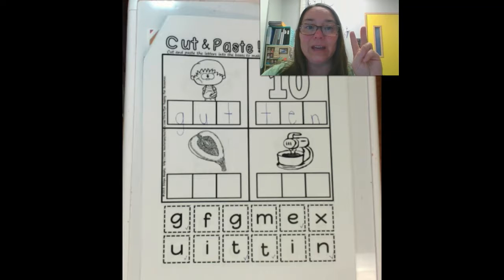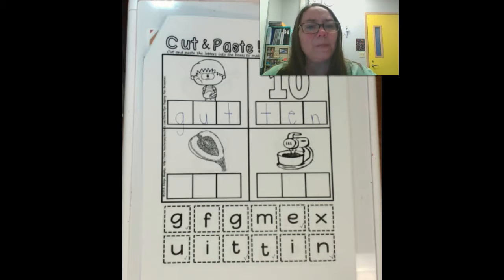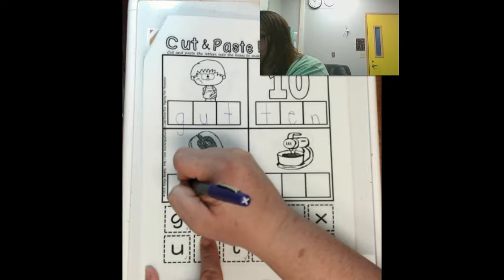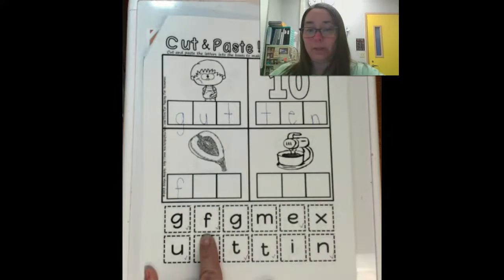Fig. Three sounds. Which sound do you hear first? What letter makes the sound? If you're not sure, check your alphabet chart. Or we can look down here. What letters do we have left that make the sound? I see it right here. It's the letter F. Remember, you do kind of a hook up and around, and then we cross in the middle. Fig. All right.